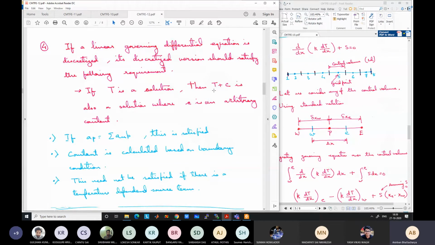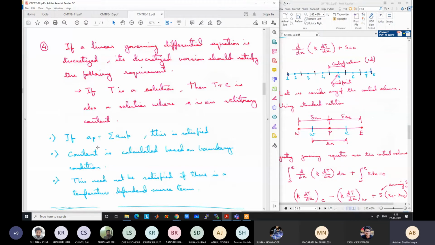This is not true if there is a source term which depends on temperature, obviously, because if the temperature becomes T plus C, the source term SP will become different, and the solution will change. So if there is a temperature-dependent or variable-dependent source term, then this is not true. In other cases, this should be true. This is another requirement.